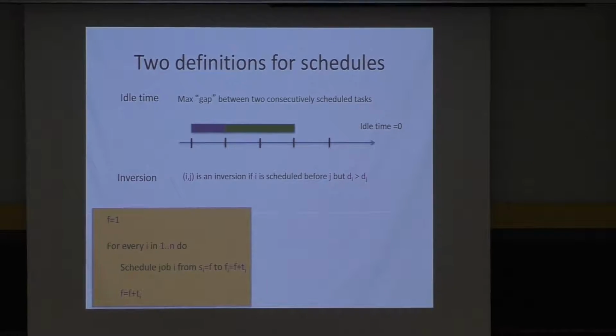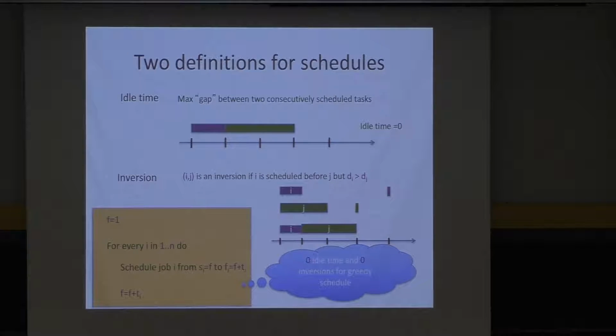The second property is the concept of an inversion. For this algorithm we're only going to use it for analysis, but later on in the course we'll see an algorithmic application of this concept. So we say a pair of jobs i and j is an inversion if two things are satisfied. i is scheduled before j, but its deadline is strictly after j's. So if I have two jobs i and j, the deadline of i is strictly after j, but the schedule happens to schedule i before j. If this happens, this is called an inversion.